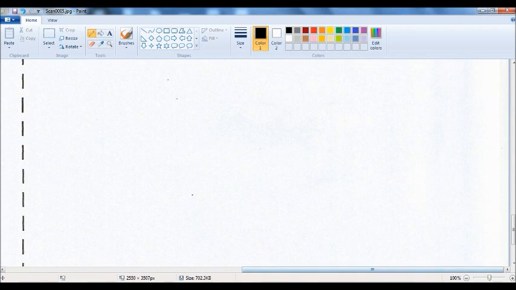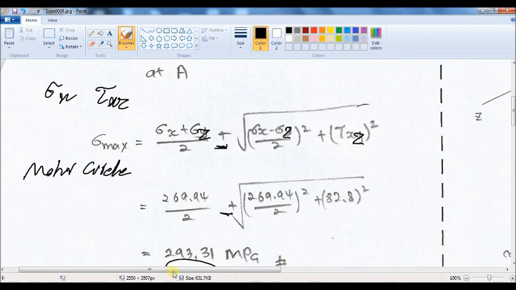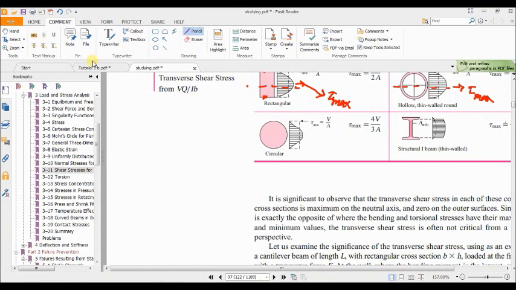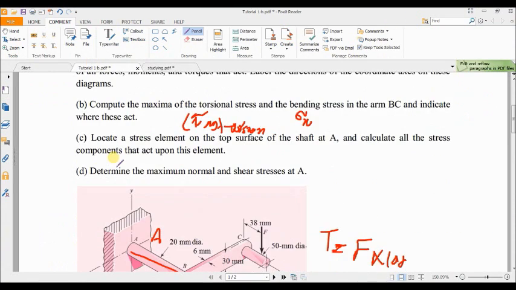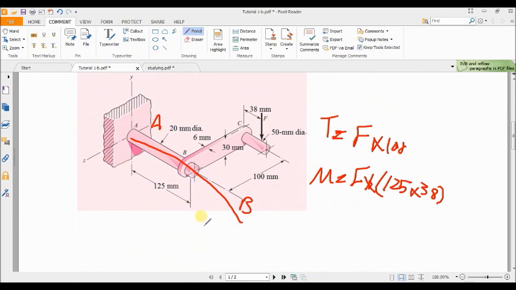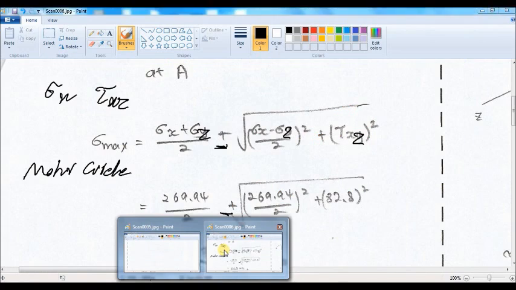Okay, I think we have completed the task of solving this example, and I hope that it could be useful for you. Thank you very much.